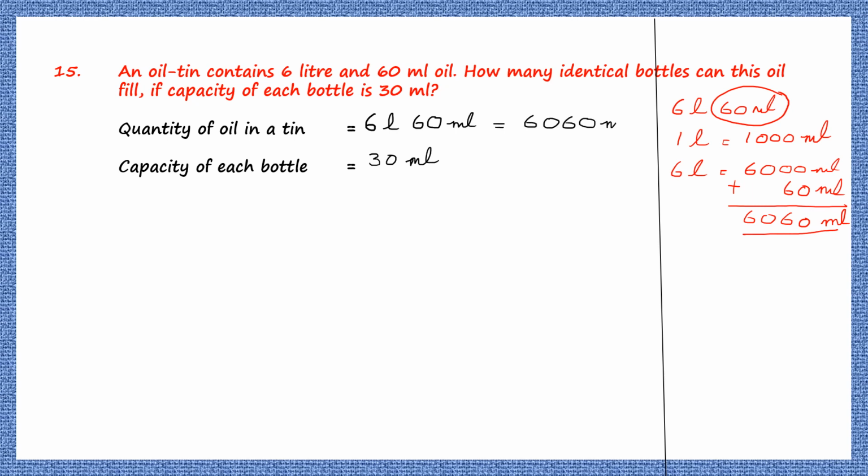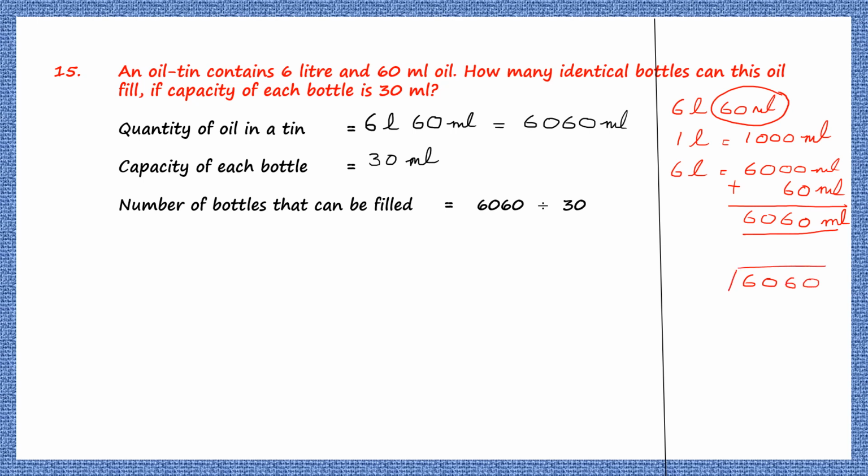So the quantity of oil in a tin in the first step is going to be written as 6060 milliliters. Okay, now here the question is how many bottles? We're going to count the number of bottles that this oil can fill. Okay, so how do we find that? Number of bottles that can be filled will be 6060 divided by 30. So we divide these two and then we know how many bottles can be filled. So let's do that division. So we have 6060 divided by 30.